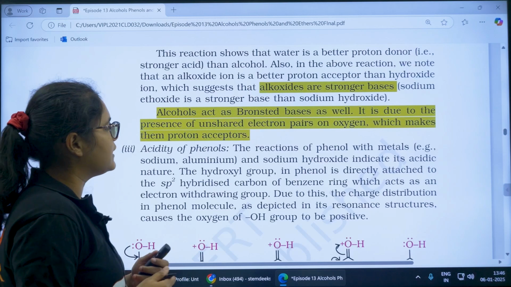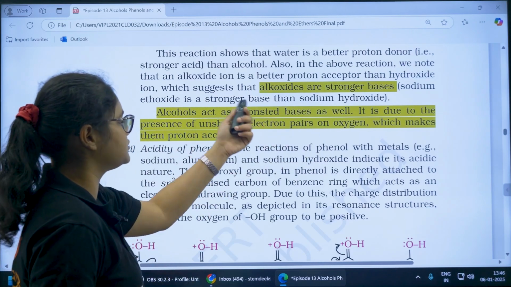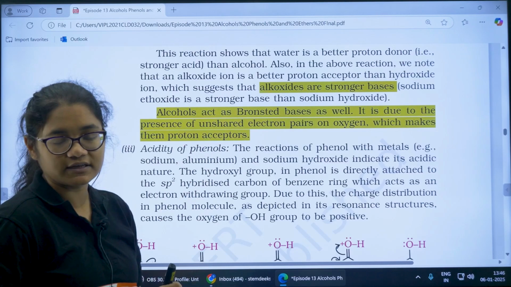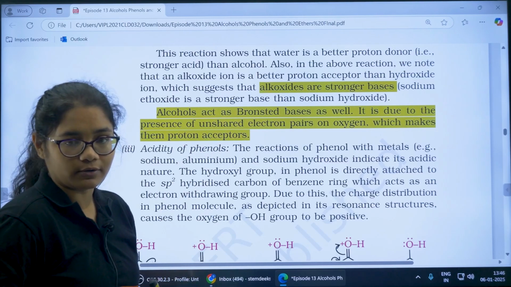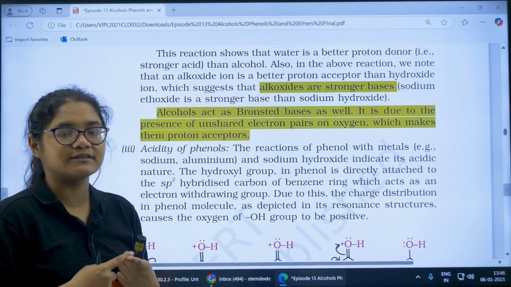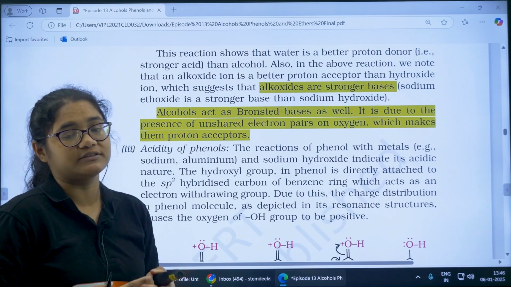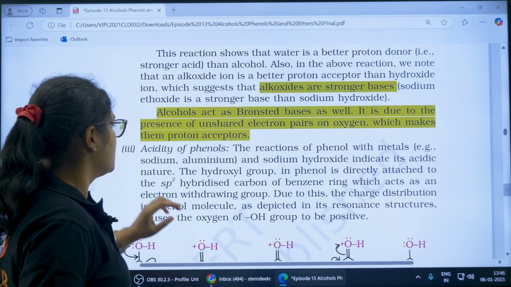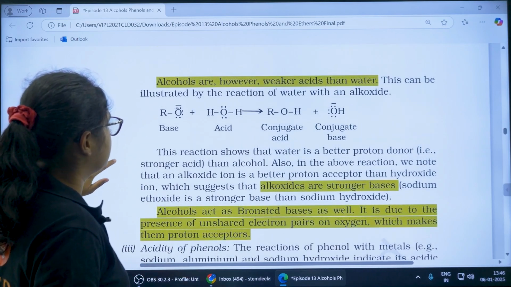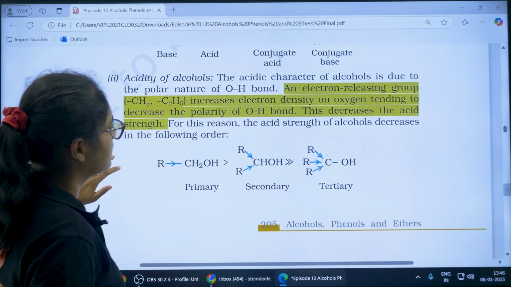And alcohols can also be Bronsted bases because they have an unshared pair of electrons on oxygen, which can accept a proton. So the two questions here can be: why alcohols can behave as a Bronsted acid, and why alcohols can behave as a Bronsted base. You can see here we have written this part.